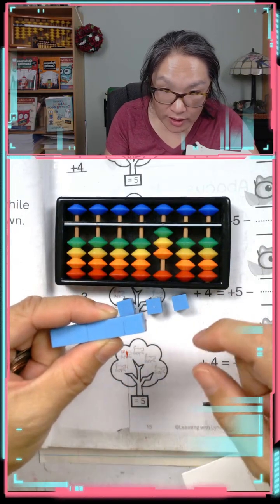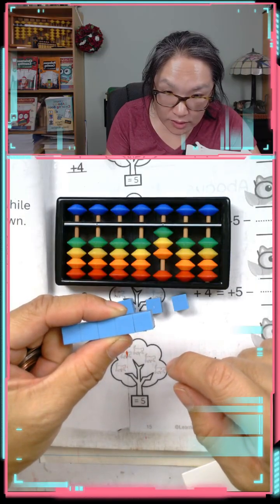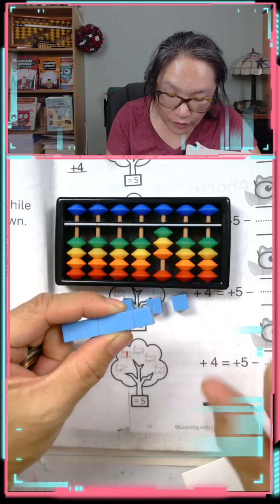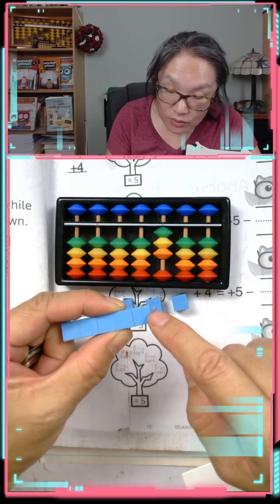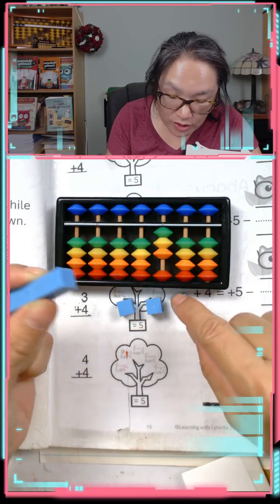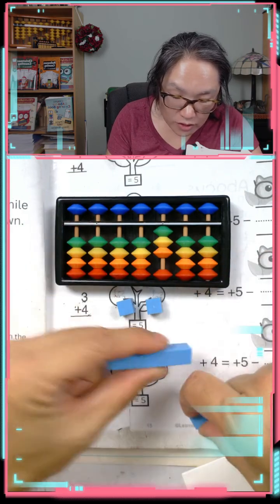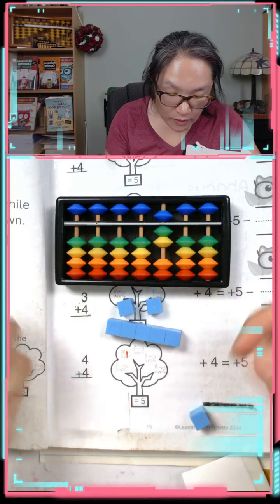Okay, good. Can you show me a double digit? Yeah. So let me finish my thought. I need to remove this 1, but to do that, I need to take it away. So I can do the same. Add the 5, take away the 1.